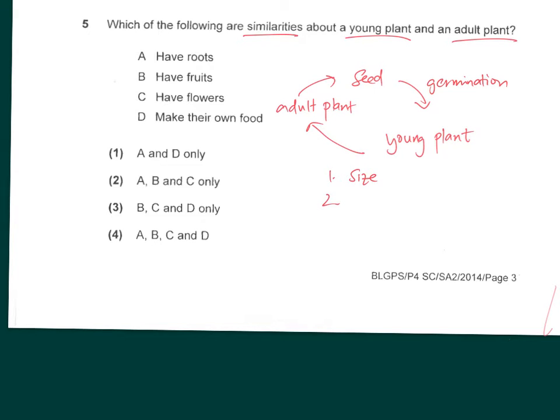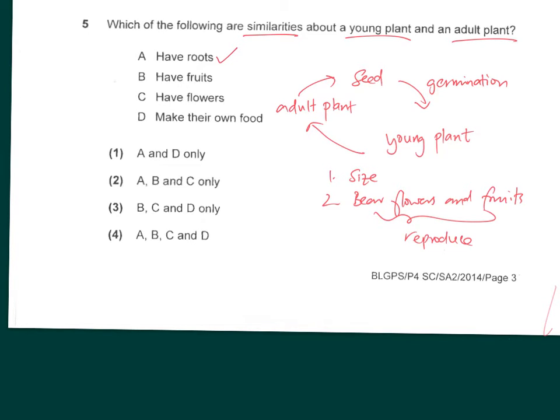Number 2, the adult plant is able to bear flowers and fruits. So in this case, it is able to reproduce already, unlike the young plant. So looking at the different options here, option A have roots. Yes, both the young plant and the adult plant must have roots. Otherwise, they cannot draw water from the ground for their own survival. So similarities, yes, they both have roots.